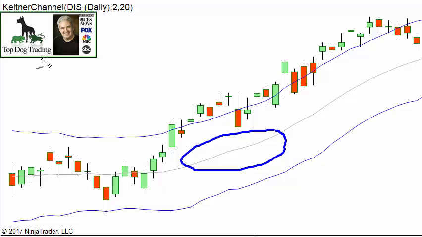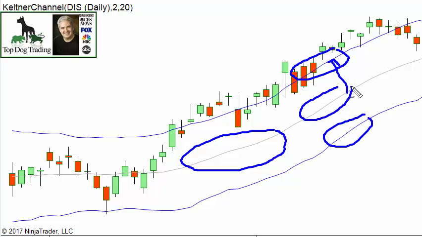So right now I have, as you can see, the Keltner channel on here. I've got Disney daily chart. And one of the big differences between Keltner channels and the Bollinger Bands is that Keltner channels use an average true range to set the channel distance. So these are the channels here. And then we've got a 20-period moving average here in the middle. And by the way, that is a 20-period exponential moving average. That's typically what's used for Keltner channels.